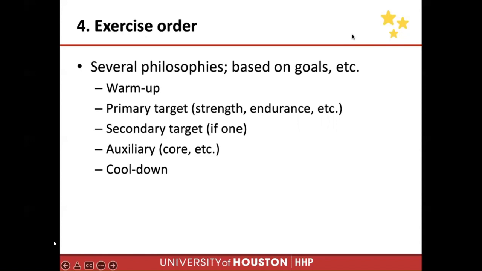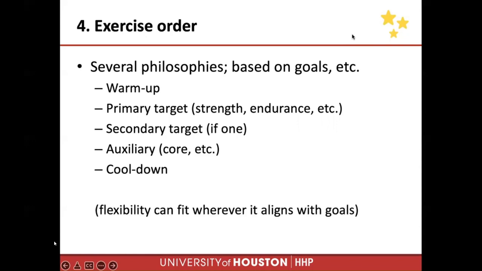This is with our general fitness goers. We might do balance earlier in special populations. And exercise order for flexibility, fit it wherever it aligns with goals. Generally, for a lot of people, it's part of the cool down or a bridge between auxiliary and cool down. Sometimes we also do it as part of the warm-up as well, as a bridge between the warm-up and our primary target, especially with cardiorespiratory exercise, right? We'll do some dynamic stretching before doing cardiorespiratory exercises, and maybe even before resistance training as well. That's getting more recognition, which is good.